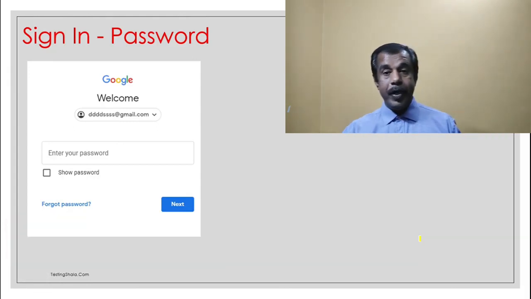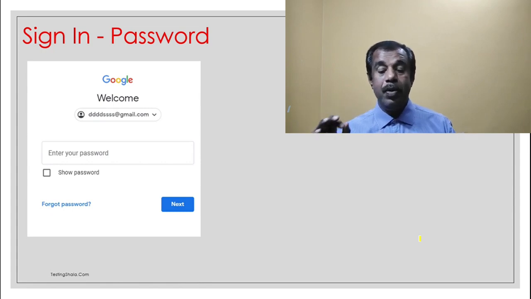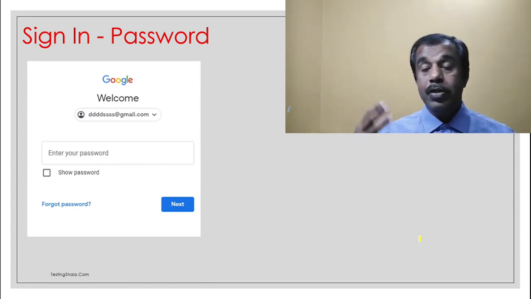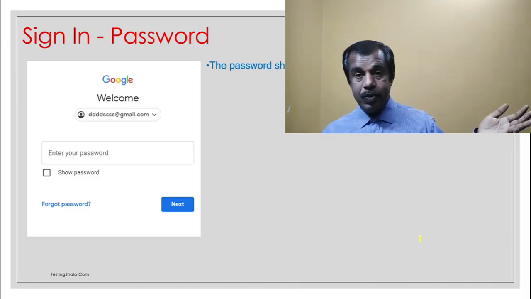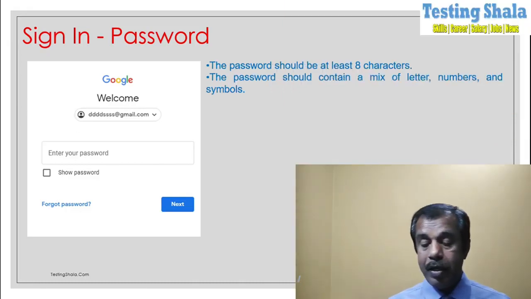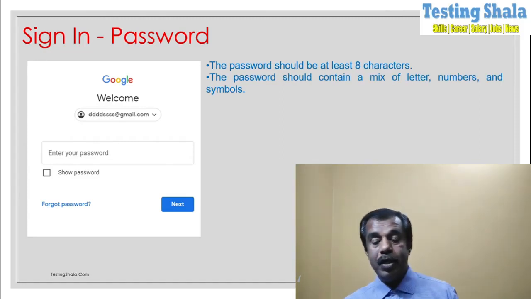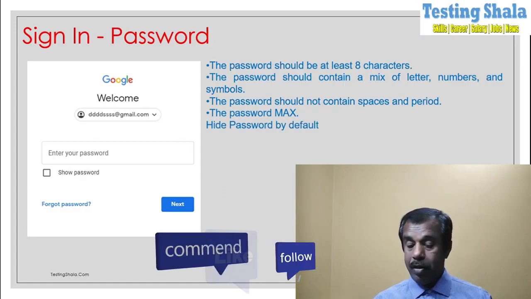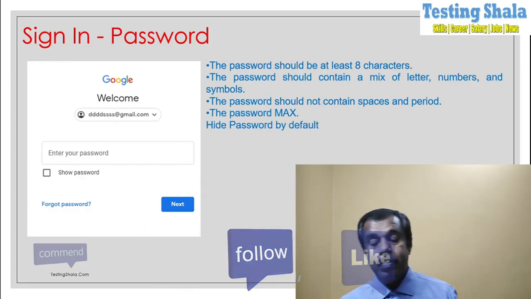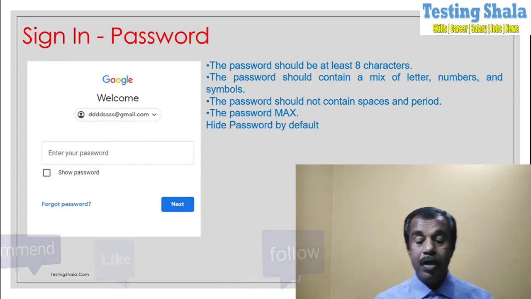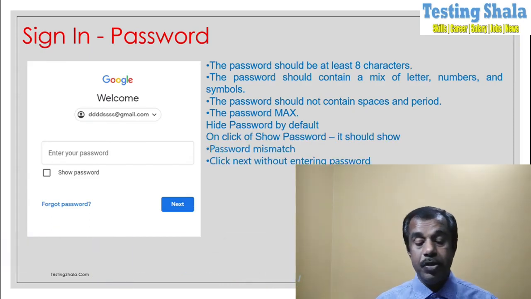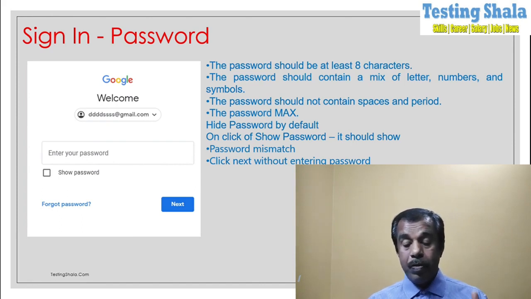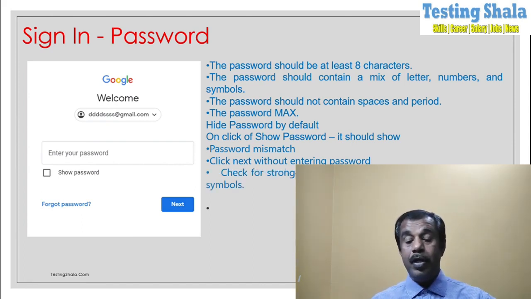Then after you enter those details, the next field is the password field. Whatever test cases you wrote earlier for password creation, you should validate the same here: the password should be at least 8 characters, a mix of letters, numbers and symbols, and no spaces. Enter different combinations of passwords, and the password should be shown only when you click show password, otherwise it should not be shown. Also test password mismatch. So whatever test cases we wrote earlier, you should validate here also in this field.